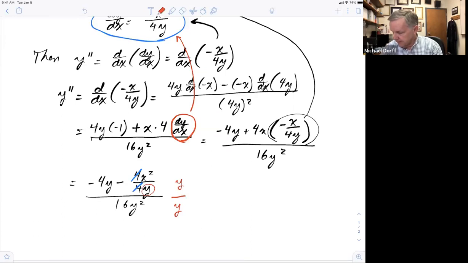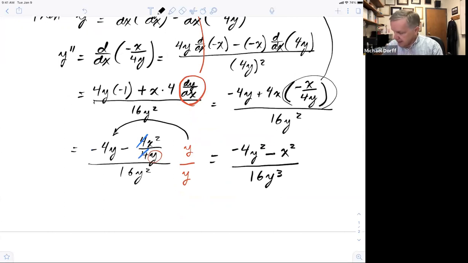So when I do that, I get this y times the negative 4y will give me negative 4y squared minus x squared. The y's disappear because I have a y, that red y on top, divided by that y circled in red on the bottom. So those cancel out. And in the very bottom denominator, I have 16y cubed.